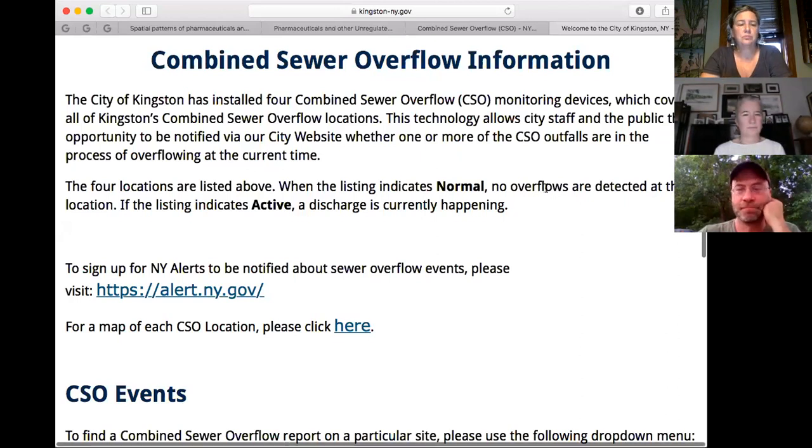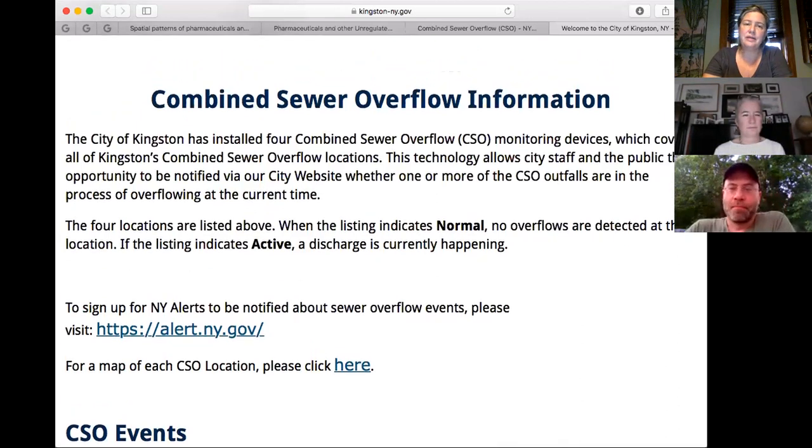and put such a priority on. Dan, how many CSOs, combined sewer overflows, are there in the Hudson River from New York City to Troy or to Albany or wherever, to the Mohawk?